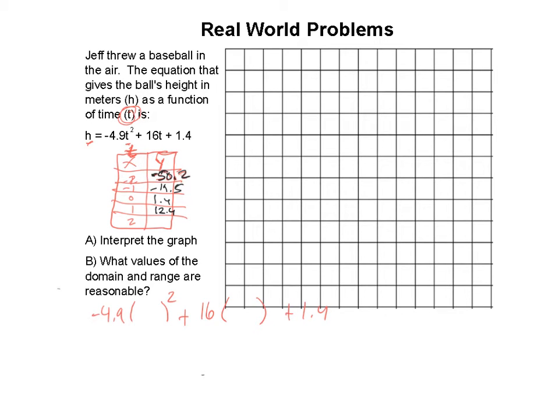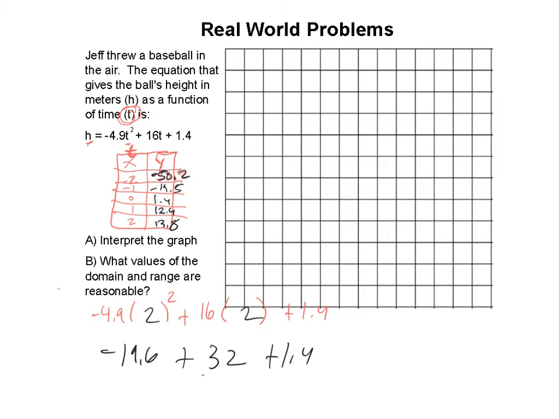Let's put 2's into those last spots. Thanks for sticking with me. Okay, 2's. 2 squared is 4, and 4 times negative 4.9 is, popping that into my calculator, negative 19.6, right? Plus 32. That's because I know 16 times 2 is 32, plus 1.4. So let's add those up. Negative 19.6 plus 32 plus 1.4. Popping that into my calculator, I'm getting 13.8.